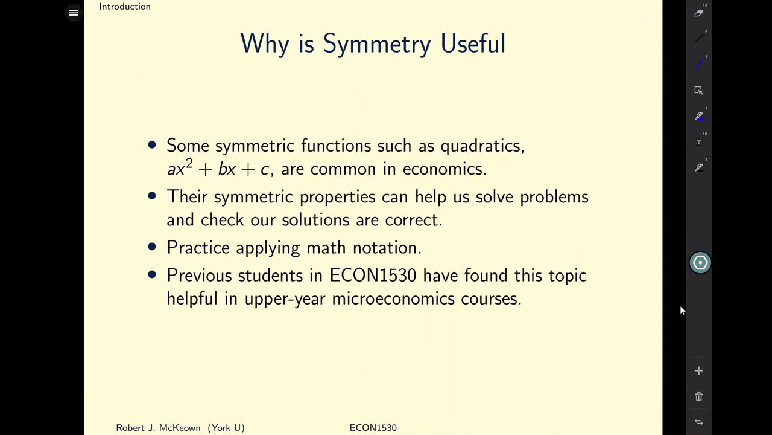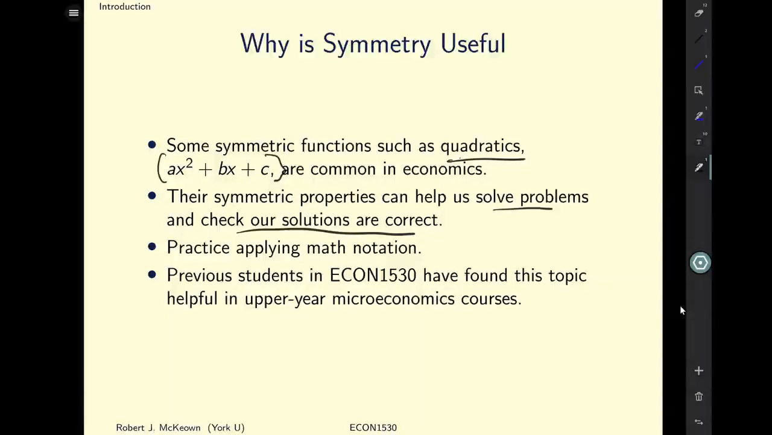I want to have a section of this course on symmetry for a few reasons. One is that symmetric functions, such as quadratics that look like parabolas, are very common in economics. And so functions that have this form, we're going to see, are symmetric functions. When a function is symmetric, we can exploit its symmetric properties to help us solve problems and check our solutions to make sure they're correct if we're using a different method to get to that solution.